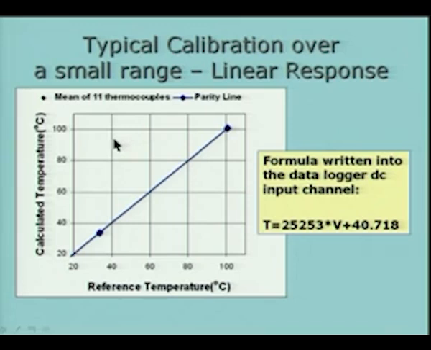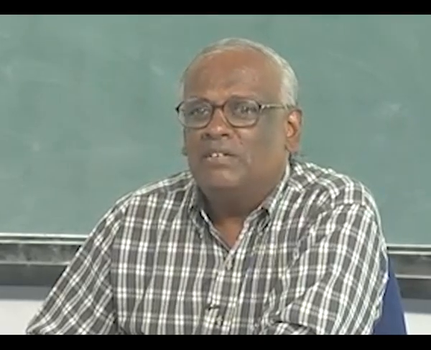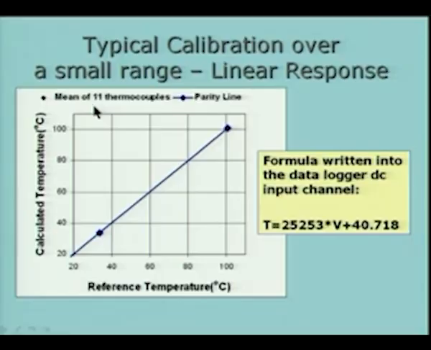In fact, what I have done is I have taken 11 thermocouples and I have taken the average behavior of these 11 thermocouples and then made a simple plot of the temperature calculated based on this linear relationship, and the linear relationship of course is given here. I am using the formula given here as T equal to this constant times the output of the thermocouple, 25,253 times V plus 40.718. This is the formula which corresponds to this particular straight line, which is the average of 11 thermocouples.